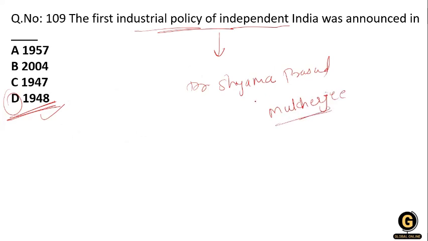Okay, Dr. Shama Prasad Mukherjee presented the industrial policy of independent India. Clear? And when? In 1948.